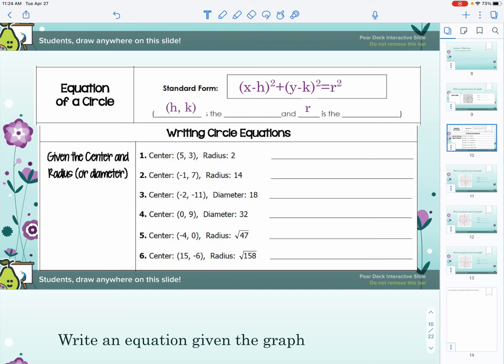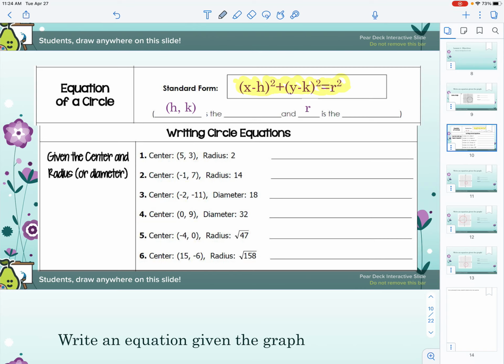Today we're going to look at the equation of a circle. So an equation of a circle, we call this the standard form of the circle. And in this standard form, we can find several things. We can find the center and the radius of the circle when it's in standard form.